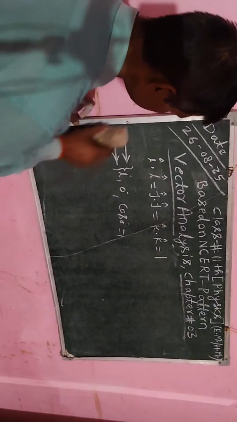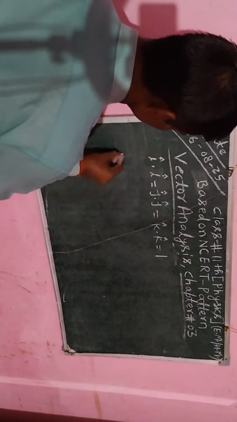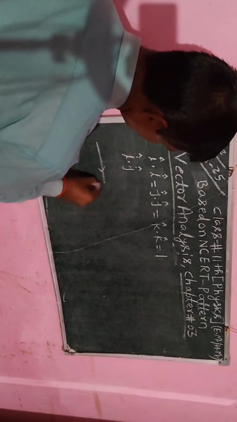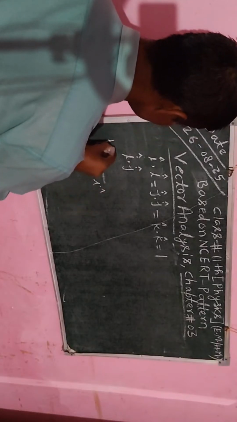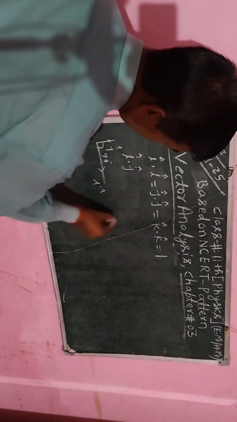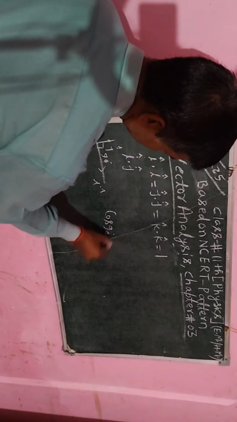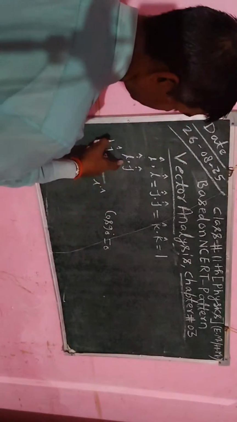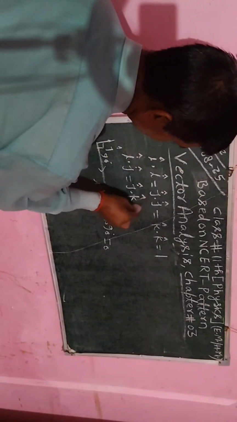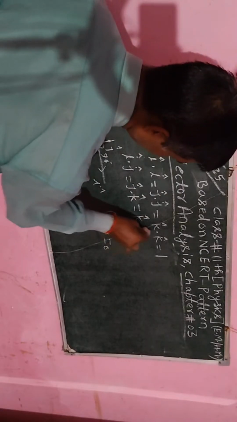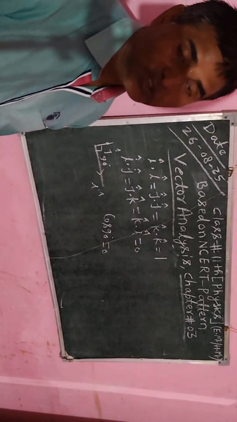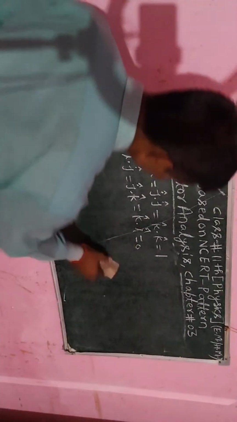Now the next concept I am going to explain. One vector is I and another vector is J. Say this is the vector I and this is the vector J. So the angle between these two vectors will be 90 degrees. So here I have to write 90 degrees, and cos 90 degrees has value 0. So vector I dot vector J will be 0. Similarly, vector J dot vector K will be 0, and vector K dot vector I will be 0, because the angle between these two vectors is 90 degrees, so cos 90 degrees is equal to 0. So this concept you have to remember.